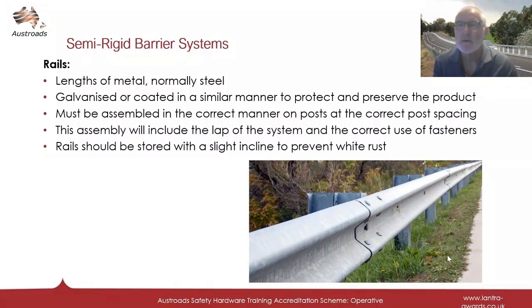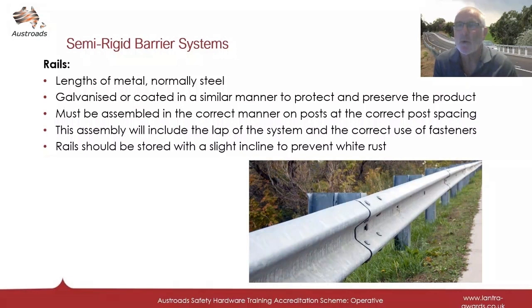Rails. Lengths of metal, normally steel, galvanized or coated in a similar manner to protect and preserve the product. They must be assembled in the correct manner on the post at the correct post spacing. This assembly will include the lap of the system and the correct use of fasteners.